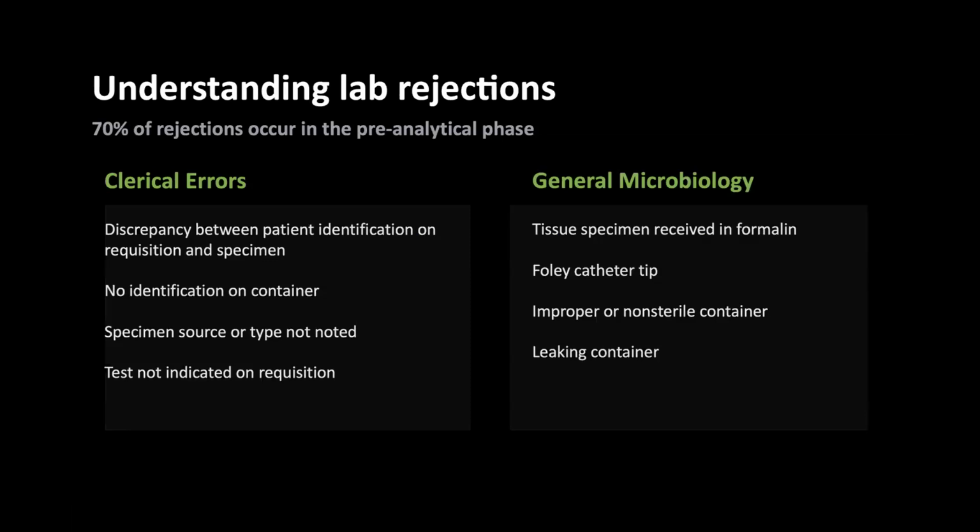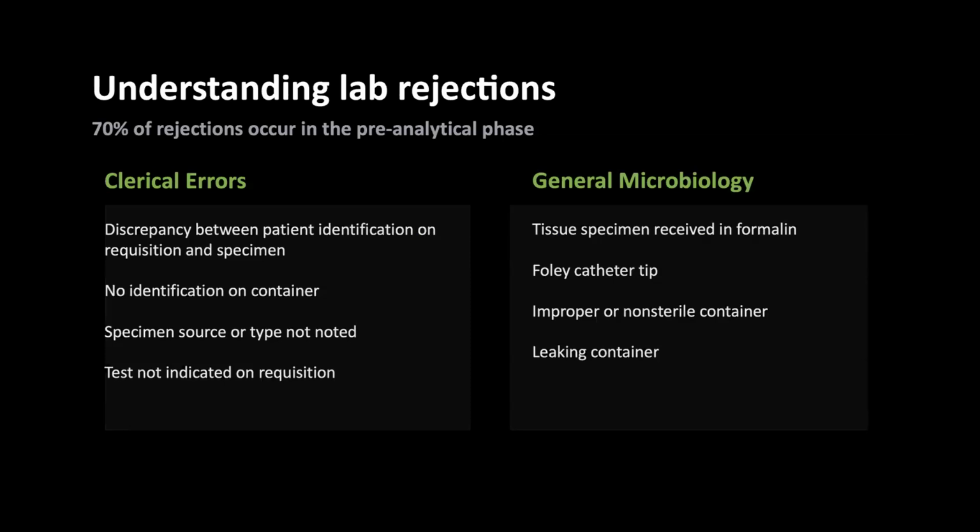So several studies have shown that most lab errors arise in the pre-analytical phase, and these account for about 70% of all mistakes. And these areas are largely linked to manual processes. These include discrepancies between patient identification on requisition and specimen forms, no identification on the specimen form or the container, the specimen type also not noted or test not indicated on requisition.